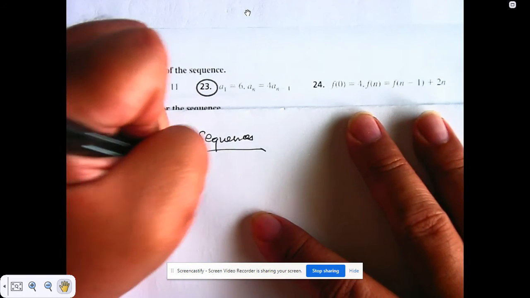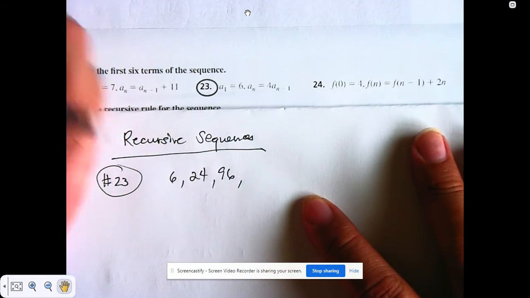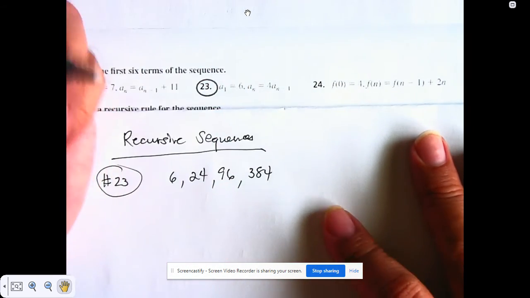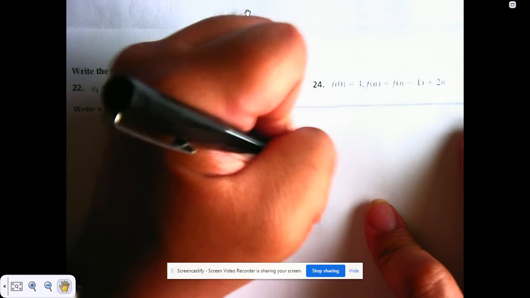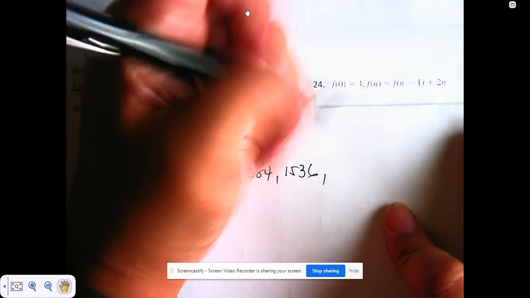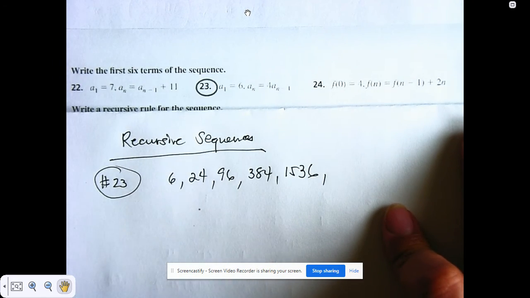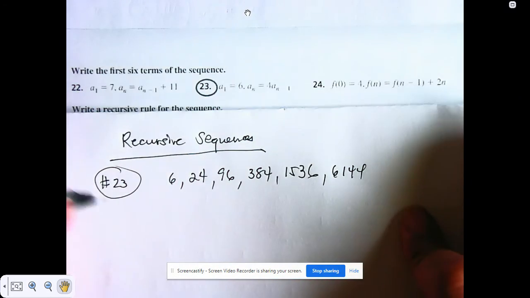6 times 4 is 24. Times 4 is 96. Times 4 is 384. Times 4 is 1536. Continue on. 1536 times 4 is 6144. So that's the answer for number 23.